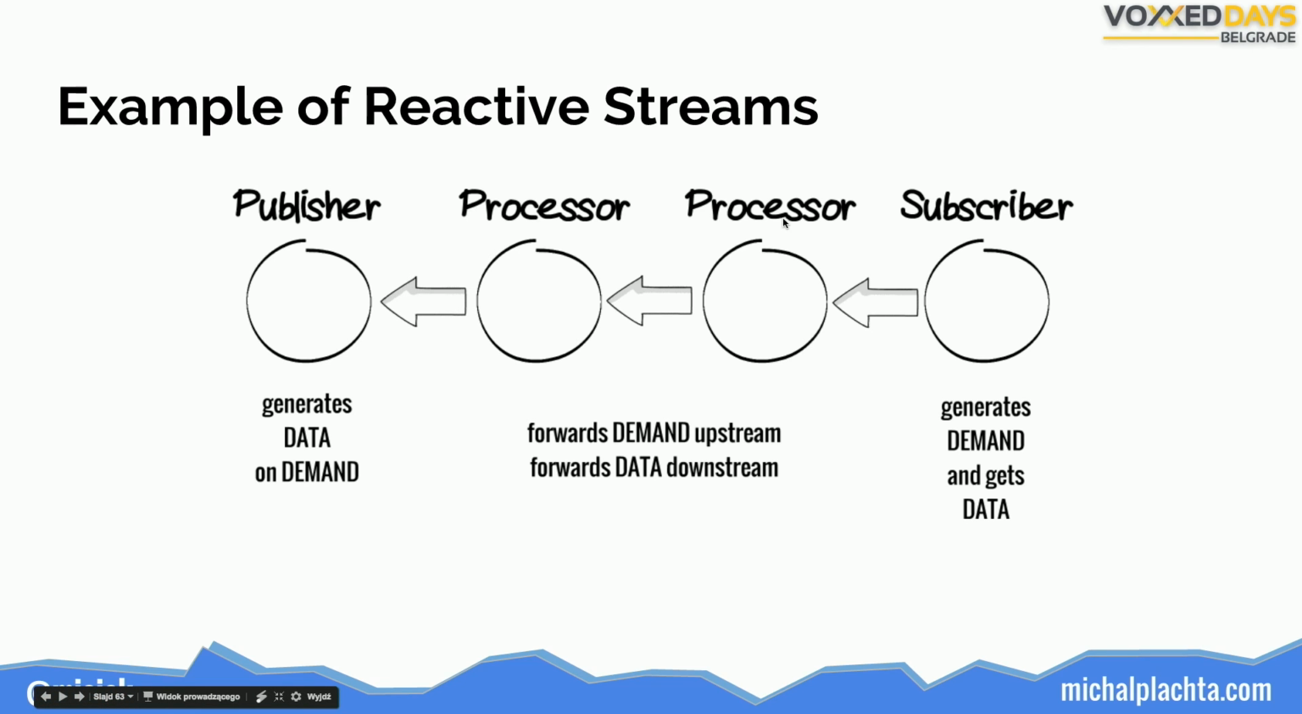Now, a simple question for you. What if the processor here doesn't implement reactive streams? So it's just an asynchronous system which can receive and send information whenever it wants without paying attention to demand. What happens if only this one here is not reactive streams compliant?